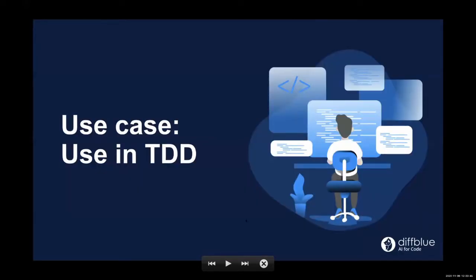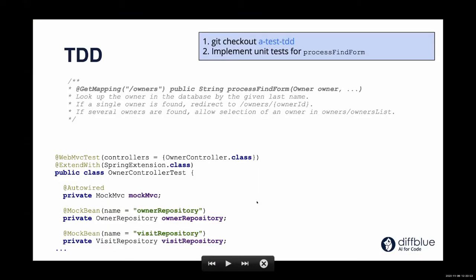Good. So last thing. If you're using TDD, how would this work? We're looking again at the case where we're implementing a new feature, and here a feature that is slightly more complicated. So we're looking at the branch A test TDD, and there we have a method process find form, again in owner controller.